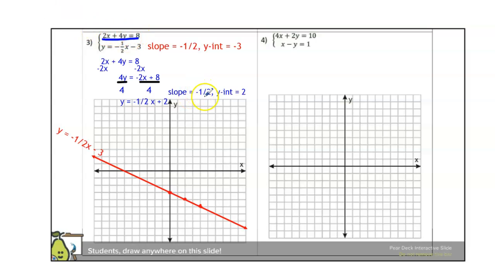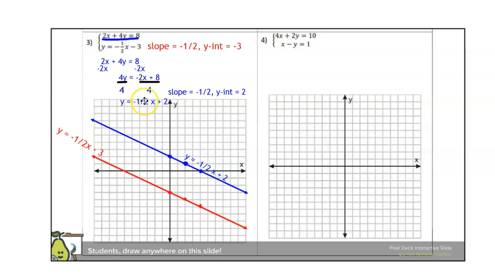So my slope is -1/2, which should set off a little alarm bell in your head maybe. And then the y-intercept is positive 2, so here's positive 2. And negative 1/2 means I go down 1 over 2, down 1 over 2, etc. And then I make a straight line out of that.